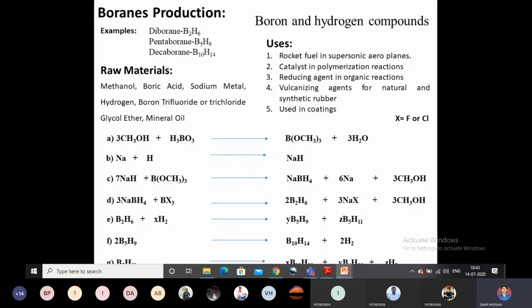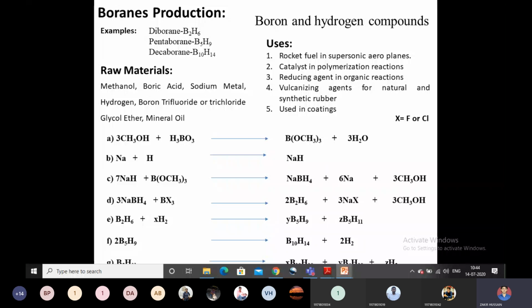Then uses: similar to the hydrazines, these boranes are also high energy chemicals. So these are also used in rocket propulsion systems. Boranes are especially used in supersonic aeroplanes. Supersonic aeroplanes are those whose flow velocity is classified as Mach number greater than 1. Okay, boranes are used as rocket fuels in the supersonic aeroplanes.